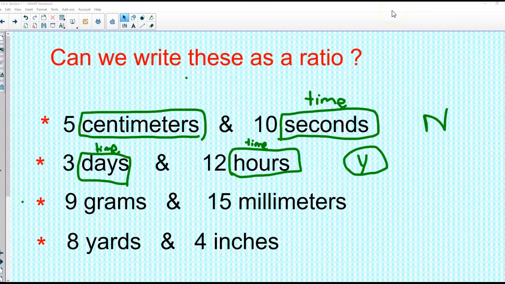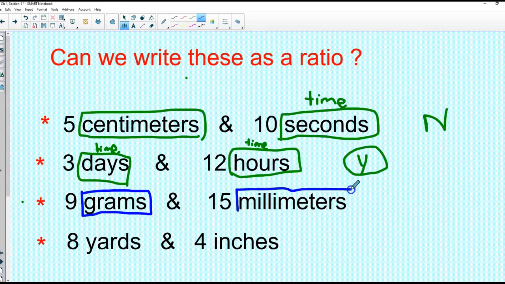Let's move on to the third one here. It says 9 grams and 15 millimeters. Again, we're not worried about the number. We're focused on the units. Grams. Hopefully you know from science class that grams measures the weight of something, how heavy something is. Okay, this millimeters is measuring length, how long something is. So these are not the same units. So this one cannot be a ratio.